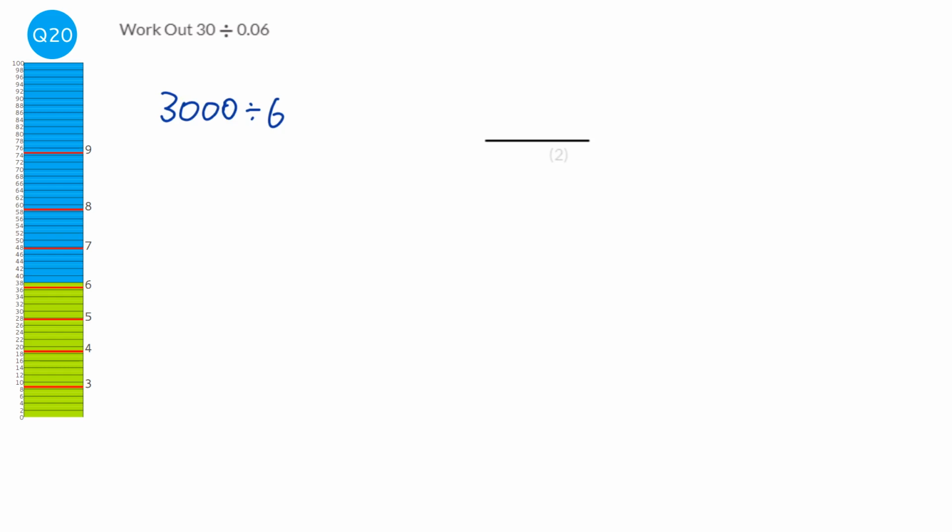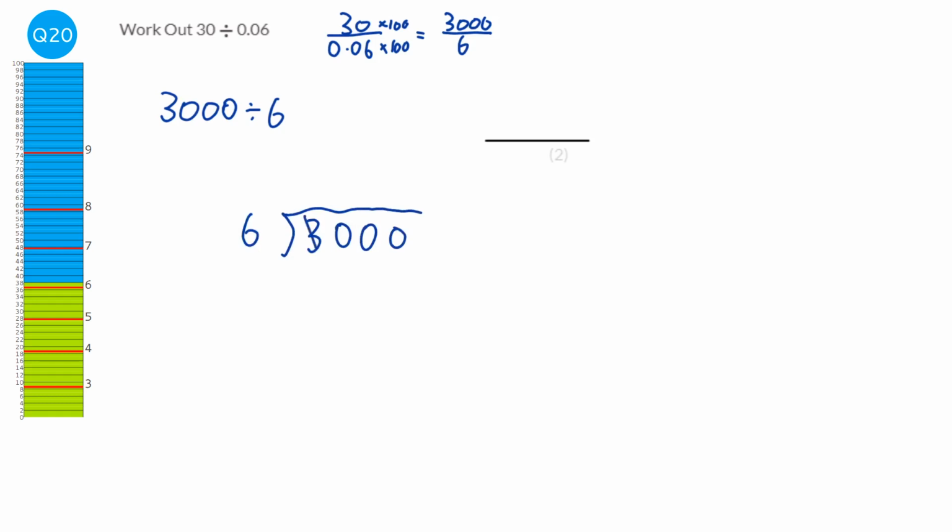The reason being is that you can write that as a fraction. And you know with fractions you can just times the top by something and times the bottom by something. It doesn't change the fraction at all. It just keeps it exactly the same. So we're going to use the bus stop method to find out what that is. So we're going to divide that out. 6 doesn't go into 3, so carry that. 6 into 30 goes 5, 6 into 0, 6 into 0, so that's going to be 500.